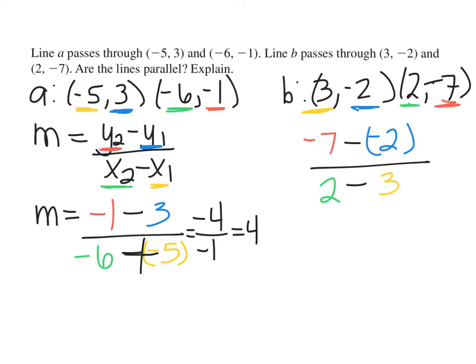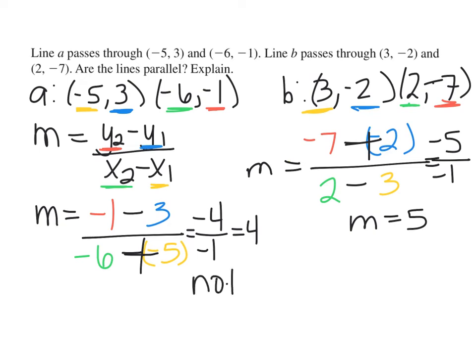All right. Always y is on the top. I see a lot of people's homework with it reversed and you're getting the wrong slope. So remember that minus a negative becomes plus a positive. So -7 plus 2 is -5, and 2 minus 3 is -1. So we get -5 divided by -1, m equals 5 in this case. So because the slopes are not equal, they are not parallel.